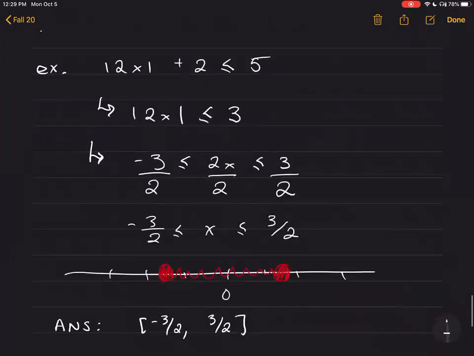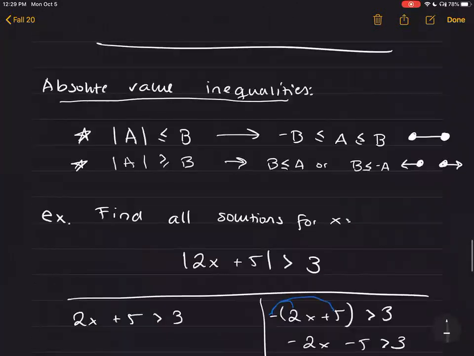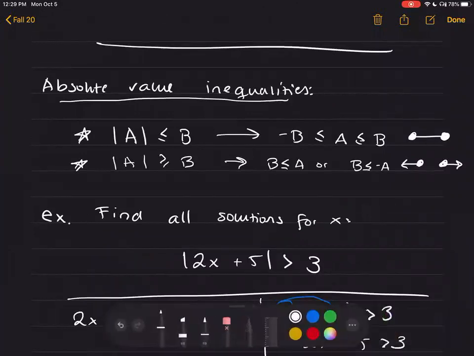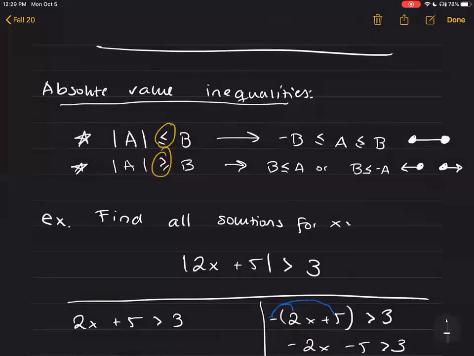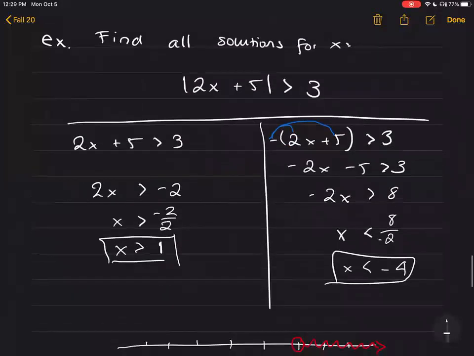Cool. Absolute value inequalities are a little tricky because there are two cases, and you have to be cognizant of whether you're dealing with less than or equal to or greater than or equal to. But overall, once you understand the steps to solving inequalities in general, they are relatively straightforward, which is nice.